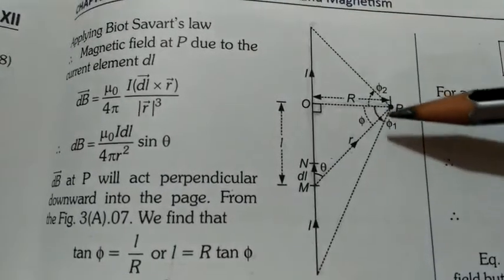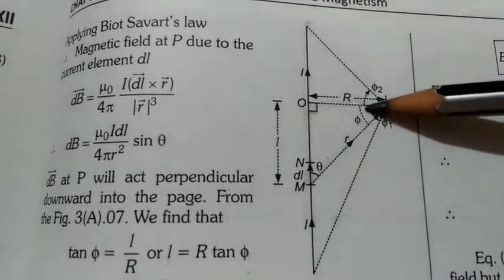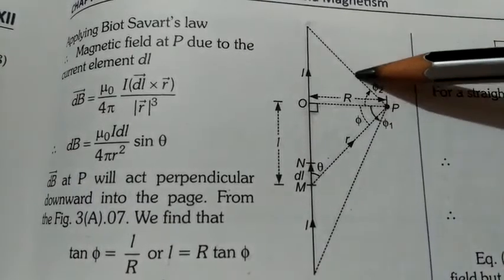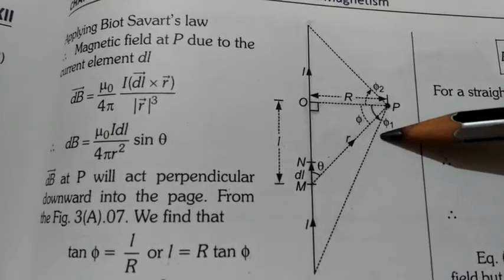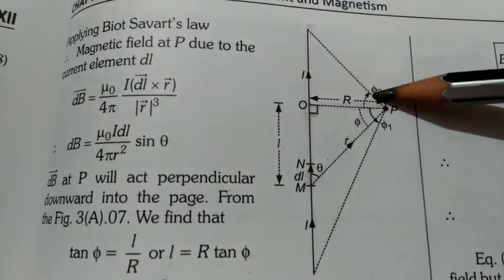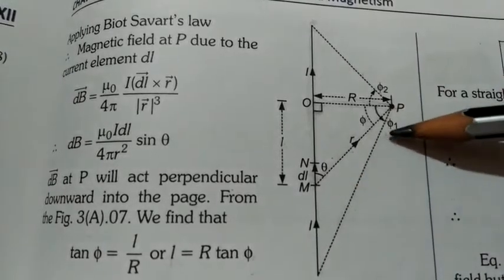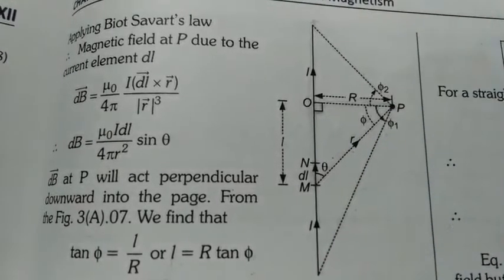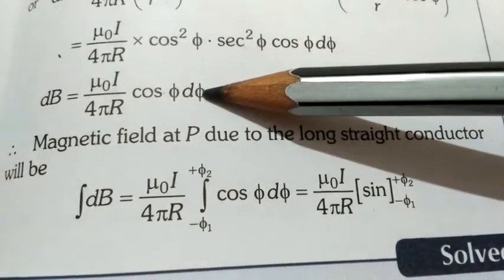But one thing we can observe here is that phi 1 is at the downside and phi 2, this angle, is the upside angle. So that's why phi 1 we take as negative and phi 2 we take as positive. So we will integrate dB from minus phi 1 to plus phi 2. So this is the final value of dB which we have got.